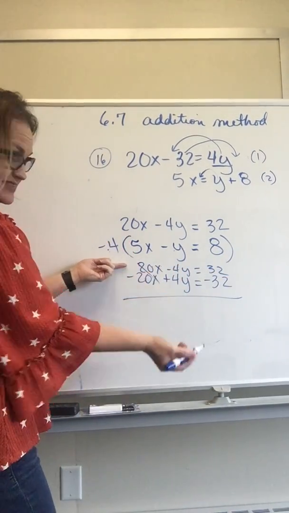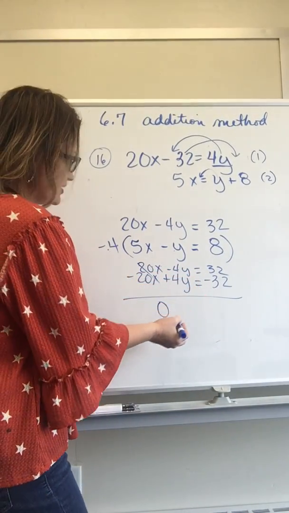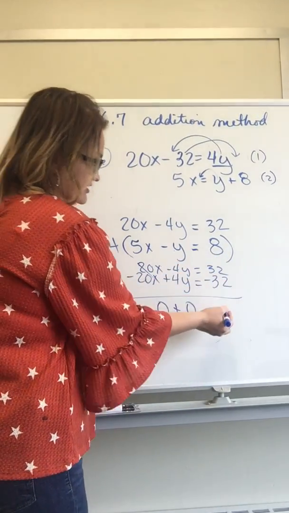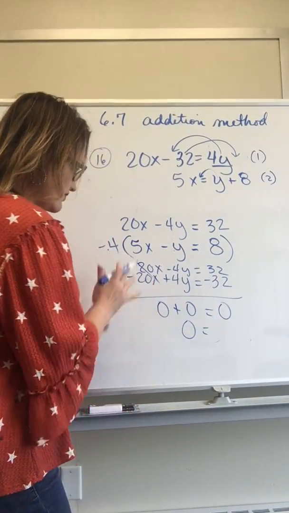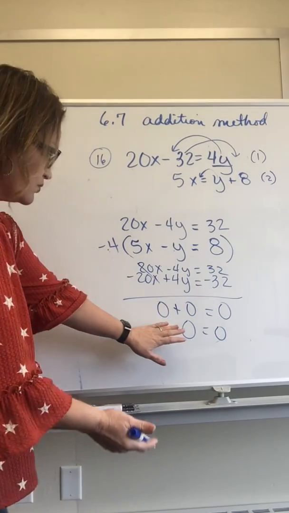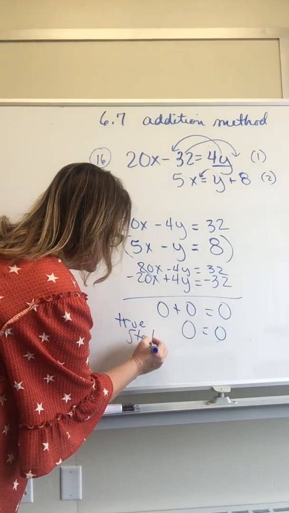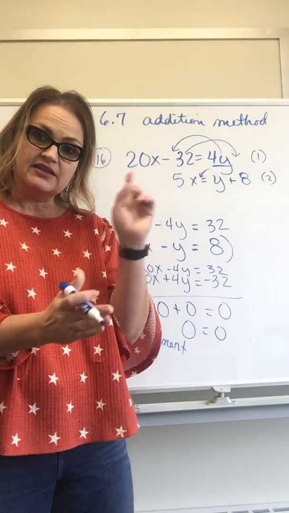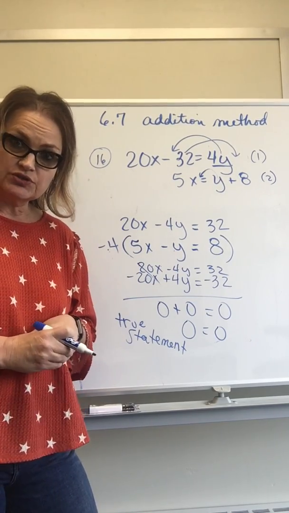Look what happens. 20x minus 20x is just 0. You can put 0 if you want. Negative 4y and positive 4y is 0. And then 32 and minus 32 is 0. So you just have a big 0 on one side. There's no variable left to solve for. It's just a true statement. When you wind up at the end of this process with a true statement, that means they were the same line, a line on top of a line. Again, that goes with dependent and infinite solutions.